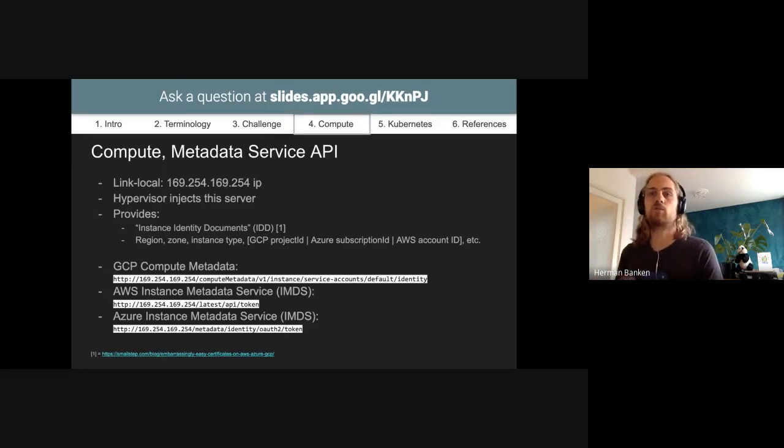But it also provides you with identity documents. It's a general term for such a service account key file, or an OAuth token. So in GCP, you can see there's a compute metadata API, which provides you with an identity file. In AWS, it's a token, and in Azure, it's also a token. I think that in GCP, it's also a token that you see there, but I don't know it off the top of my head. And look at the reference for details about how to use these APIs.